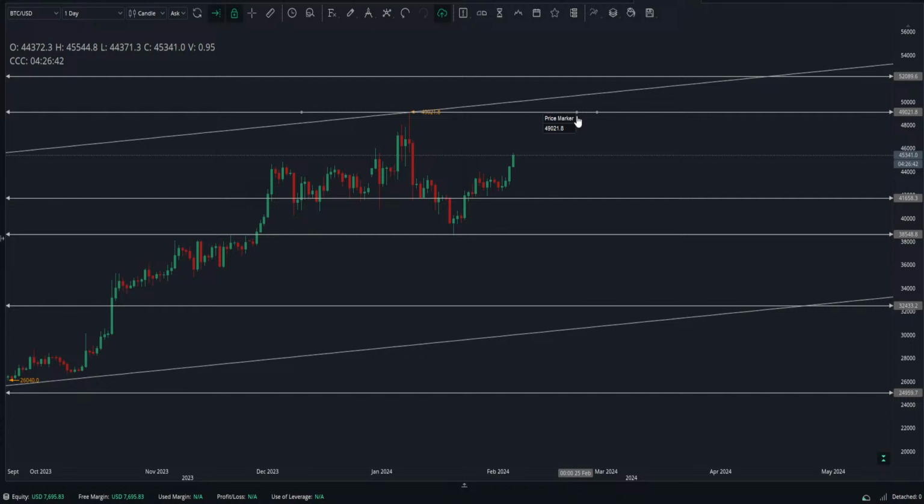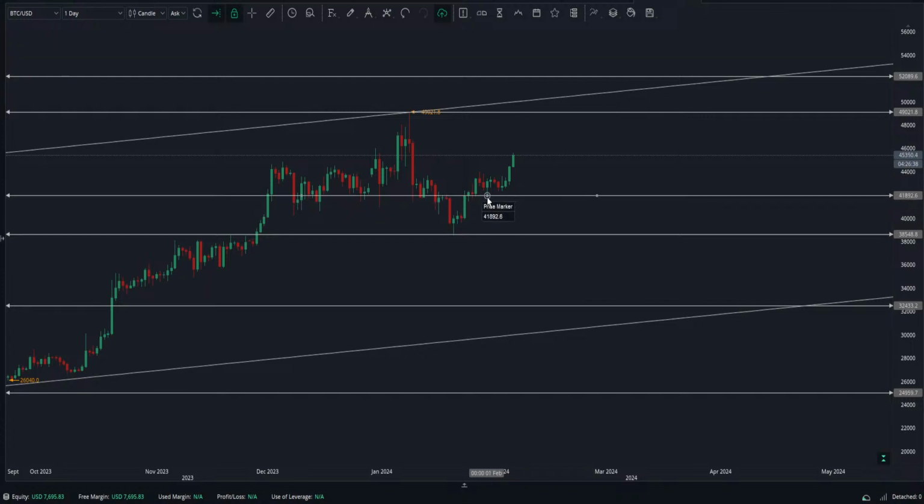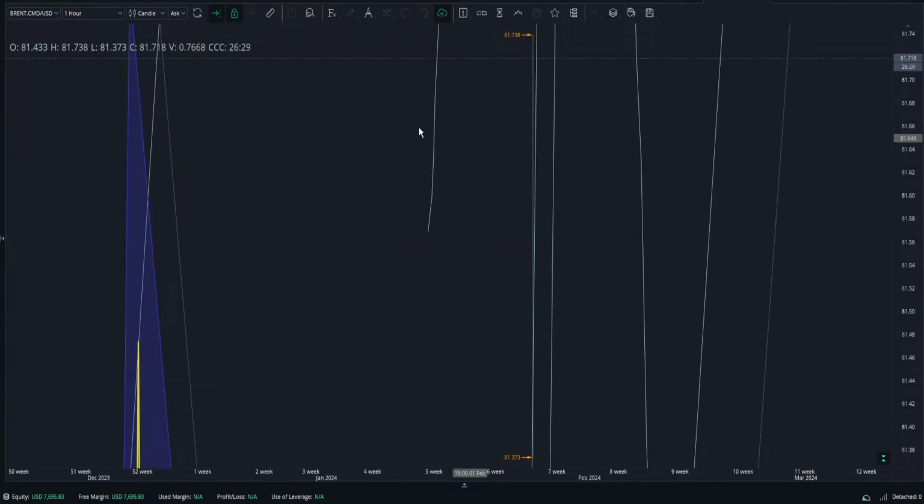So the first level of resistance is 49,021, and now we have a support at the higher level, which is around 41,892. The next level is 38,548. The third level is 32,433. So keep an eye on these three levels.